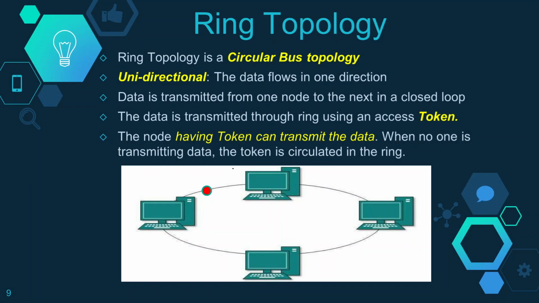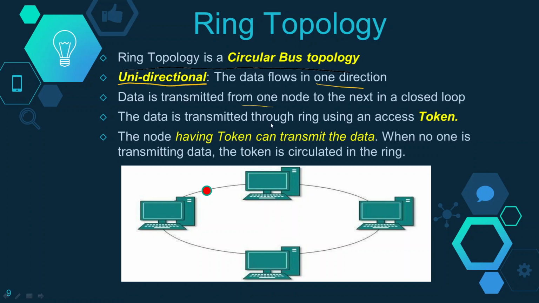The next topology is the ring topology. So the ring topology is basically a circular bus topology. What this means is that it is actually the bus topology, but both its ends are connected in a circular fashion. The communication in this topology is unidirectional. The data flows in only one direction. Data is transmitted from one node to the next node in a closed loop.